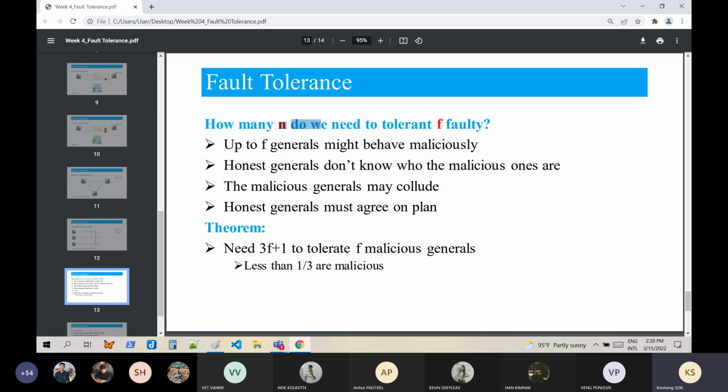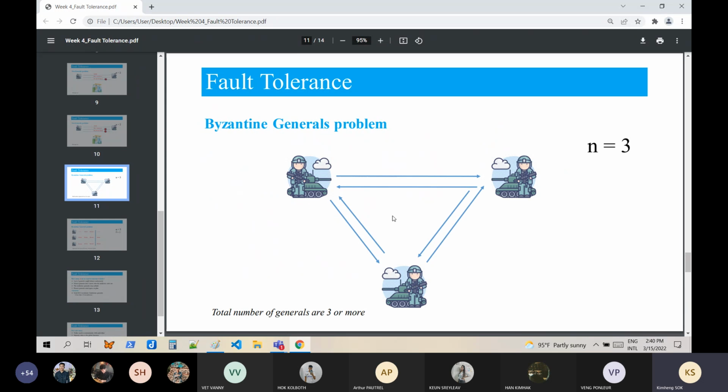So the question is how many computers do we need. Up to f generals might behave maliciously. That means f represents the computers that are not functioning normally. It could be someone hacked it, it could be compromised, it could be down because of some other reason. And honest generals don't know who the malicious ones are. So if we have 3 computers like this, we don't know which one is malicious, because all the computers look the same.